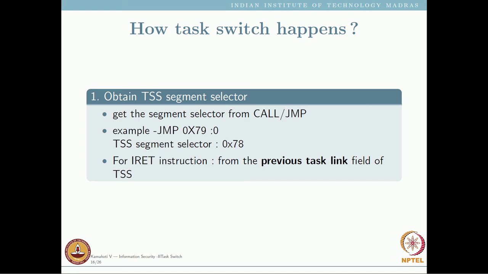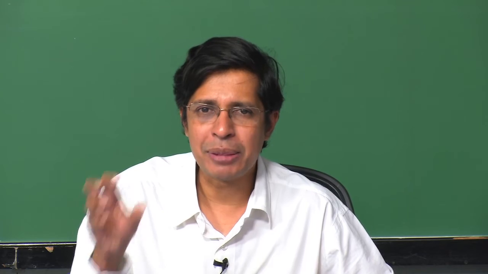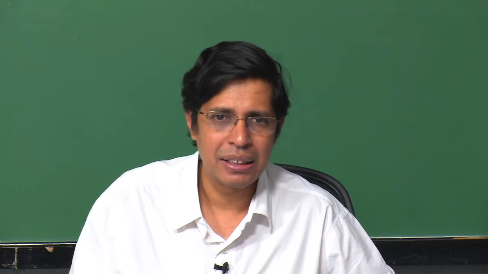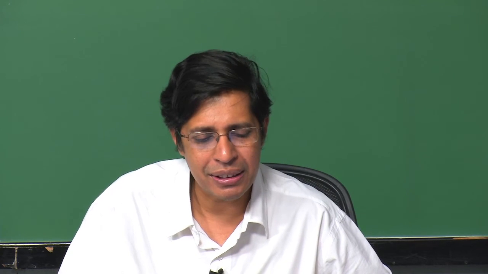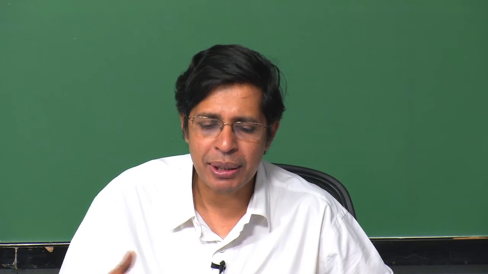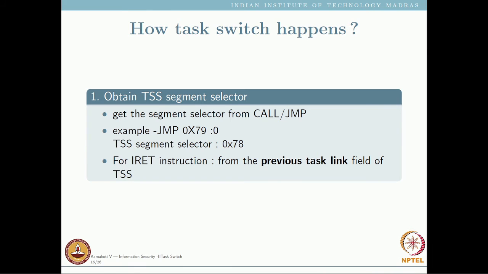switch. First I say call some segment selector colon dummy, because that segment selector can be a pointer to a task gate, or it can be a pointer to a task state segment descriptor. So get the segment selector from call or jump. For example, if I say jump 0x79:0, this essentially means the TSS segment selector 79, sorry, it is not 78, 79.